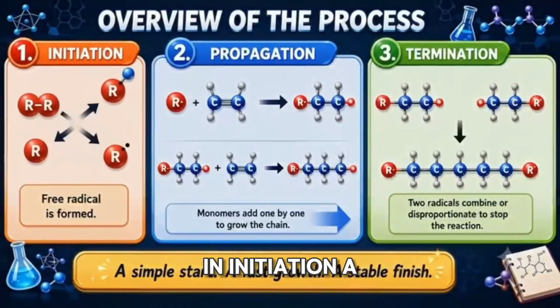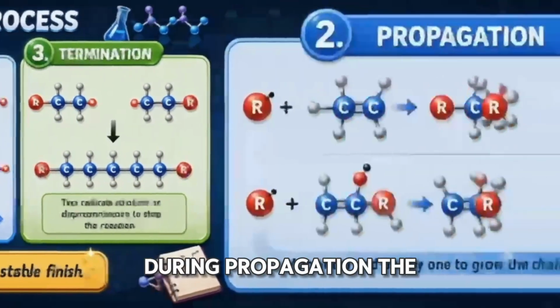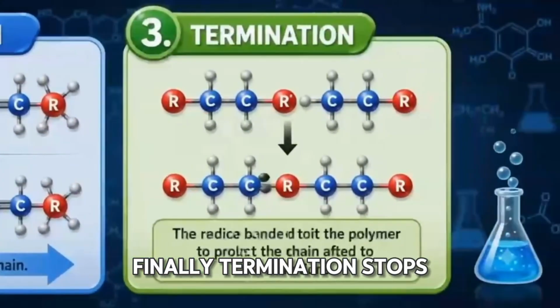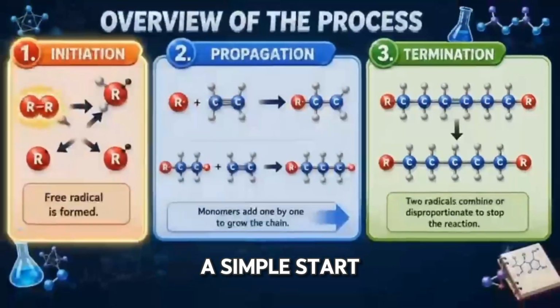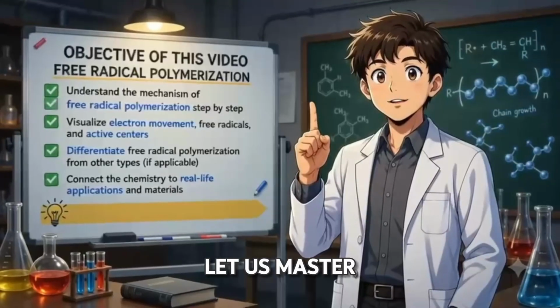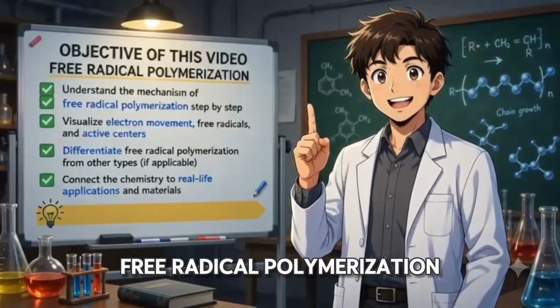In initiation, a free radical is formed. During propagation, the polymer chain grows rapidly. Finally, termination stops the reaction. A simple start, a fast growth, a stable finish. Let us master free radical polymerization together.